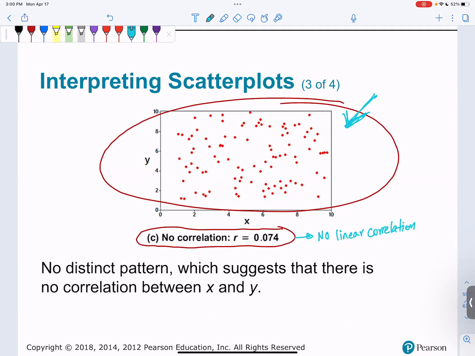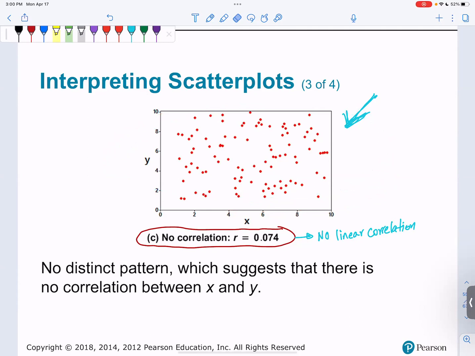That's why the first step we should do when we study the relationship between two variables is to do what? A scatter plot first. So if we find a scatter plot like this, we don't waste our time going to calculate this value, right? Since we know this value will be very close to 0.